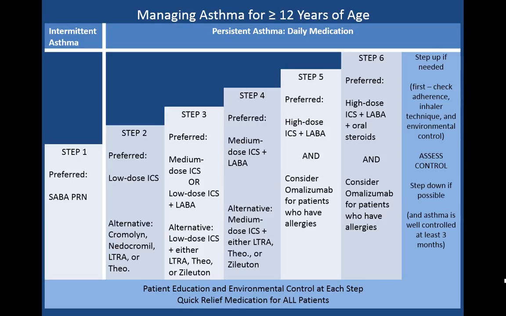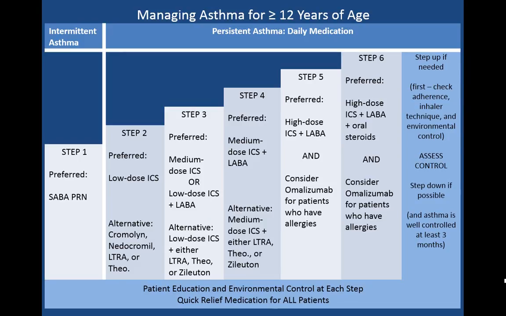So it's pretty self-explanatory. From step 3, if you had increased to a medium-dose steroid, that was your selection in step 3, and you need to go to step 4, then you're going to add a long-acting beta to that medium-dose steroid. Okay? So it's just adding on and progressing up with more therapy as needed. Does that make sense?